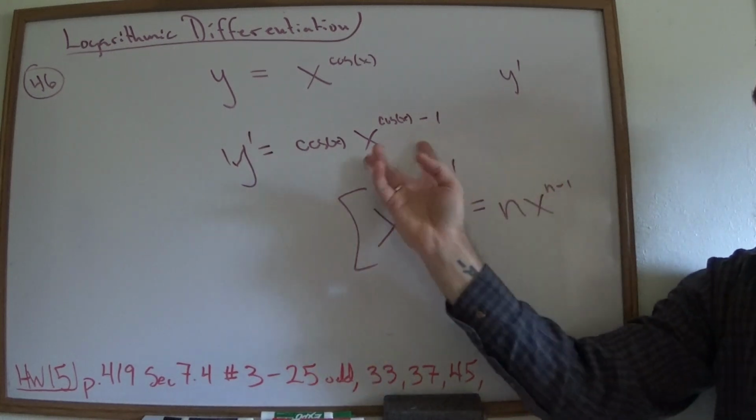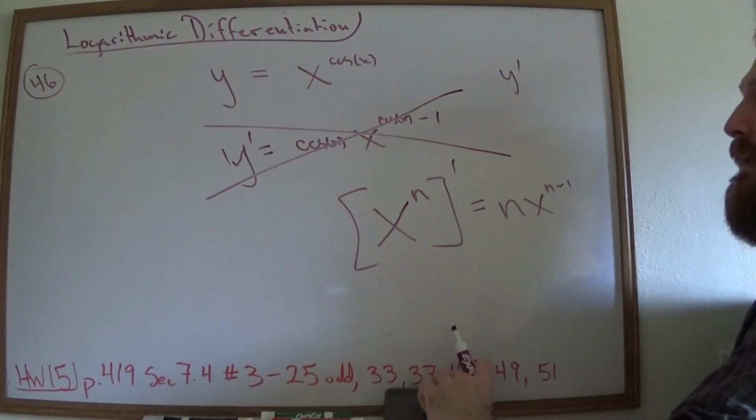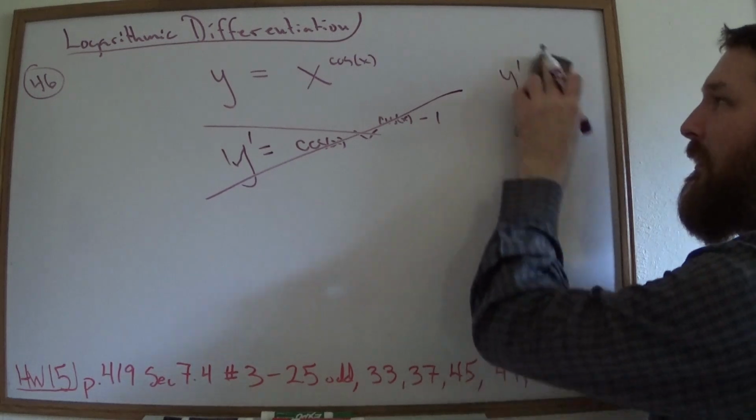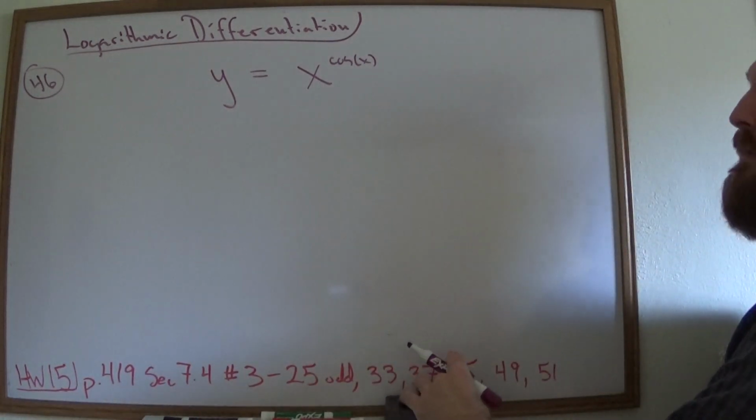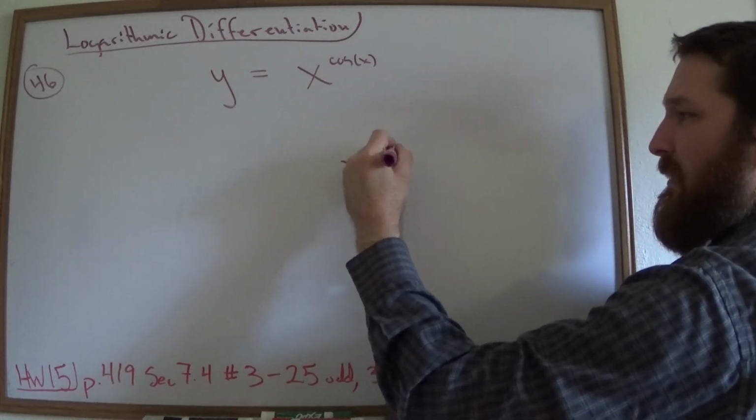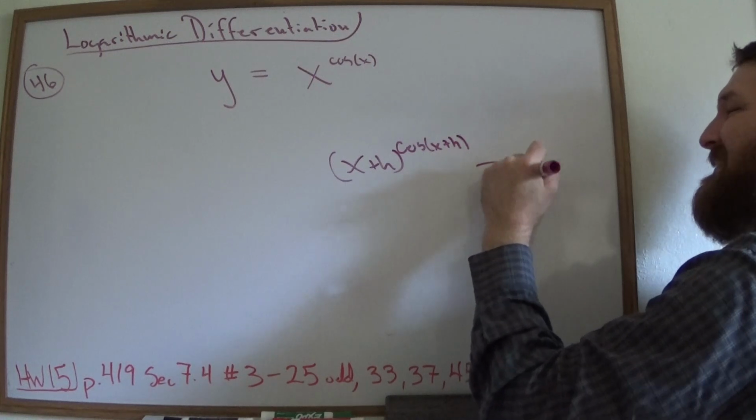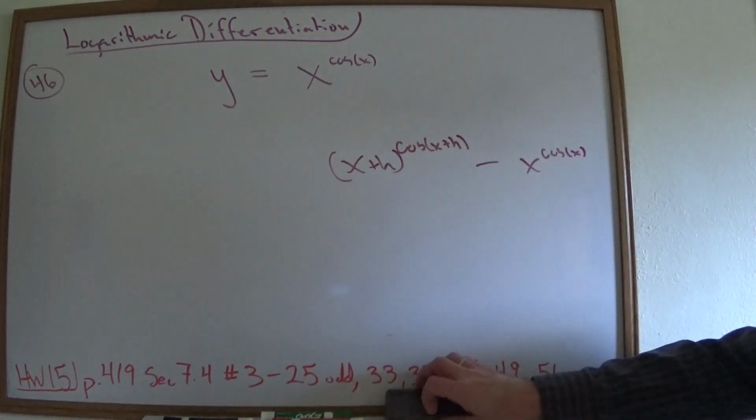So this is absolutely not true. There's something else going on here. How do we deal with it? Well, I'm not about to try to put this into a difference quotient. Could you imagine what that would look like? x plus h raised to the cosine of x plus h, minus x to the cosine x. You're never, ever going to get out of that.